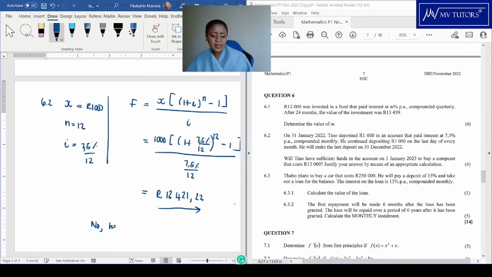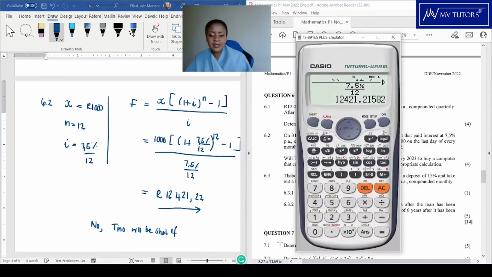So will he have sufficient funds? No, because he is, or rather let's just write, Tino is short, because in this day and age we can never know if we have a male or a female. They did say, will he? Yes, he will. But let's just be safe. No, Tino will be short of 13 grand. He'll be short of 578 Rand and 78 cents, unfortunately.